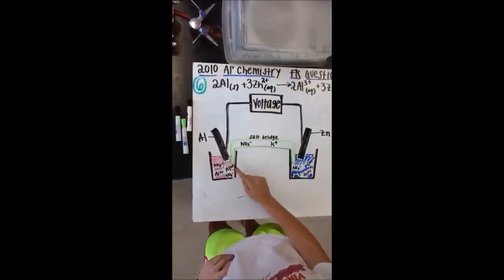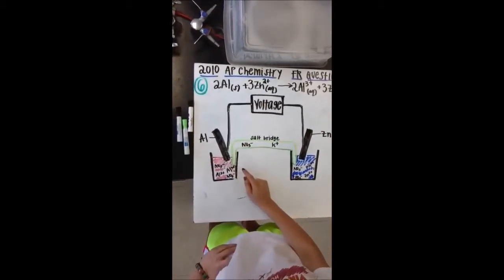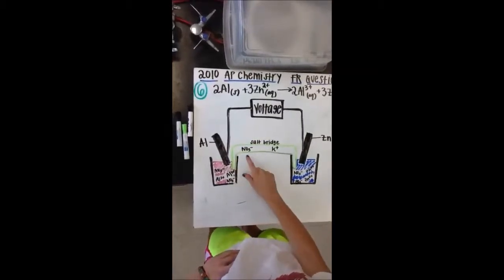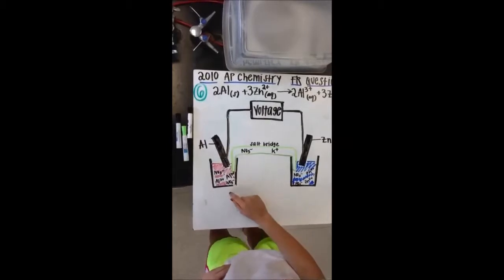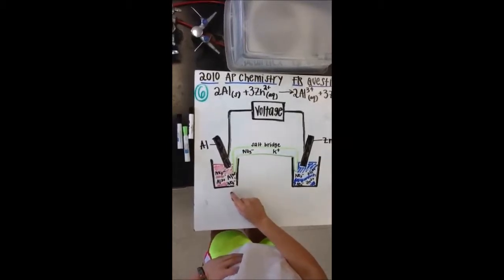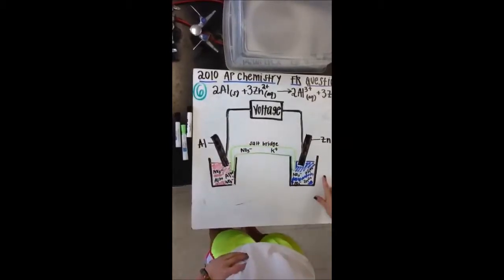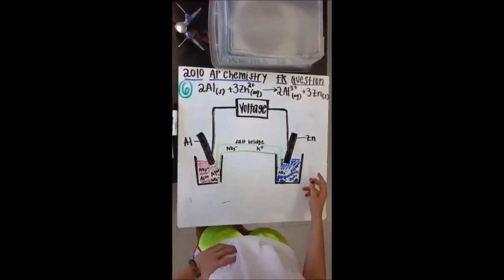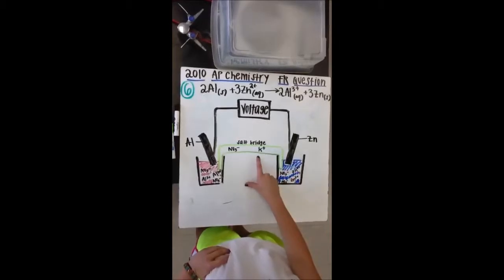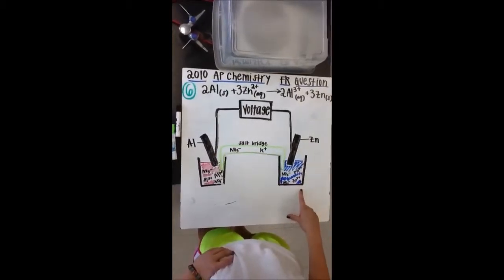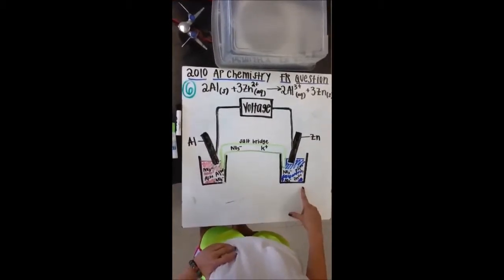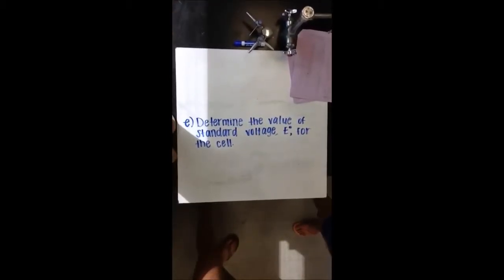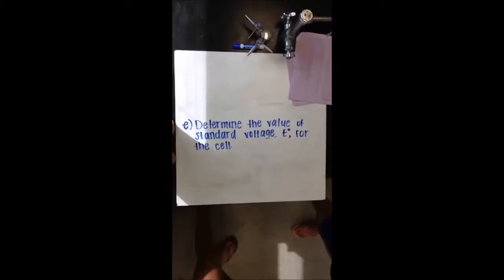Now, as the aluminum solution gives away electrons, it's going to become more and more positive because it's losing negative charge. That means the nitrate is going to be flowing into this solution in order to bring it to equilibrium. Over on this side, this is becoming more and more negative because it is accepting the electrons. That means the potassium ion is going to be flowing into this solution in order to create equilibrium.